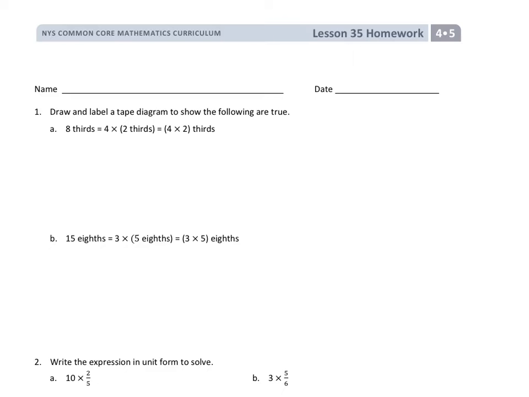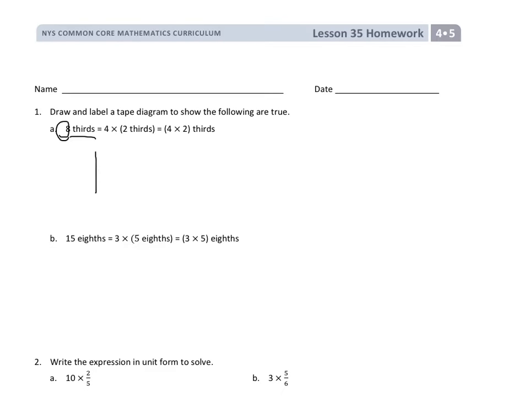So on tonight's homework, students are going to be practicing something that we worked on in class today. What they're going to do is draw and label a tape diagram. And the tape diagram is going to have a couple parts. The first thing they're going to do, this is going to indicate how many to draw, and this is what should go in each box.